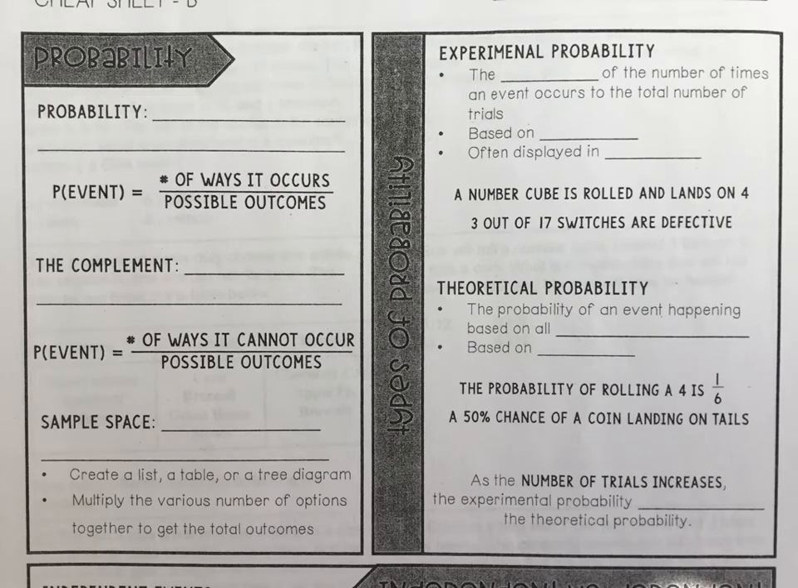Today's review is about probability. The first definition you need to write is what probability is. Probability is the chance of an event occurring.